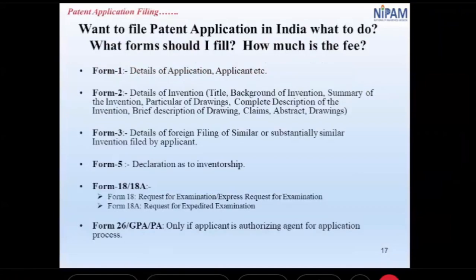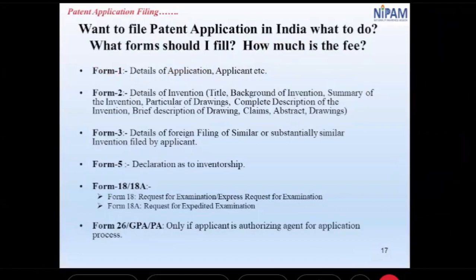That means, let me say you want to file a patent application in India, what to do, what form should I fill, and how much is the fee. So now you all make up your mind that I have invented something. A patent is granted for a scientific invention. So without an invention, a basic idea, you cannot file a patent.